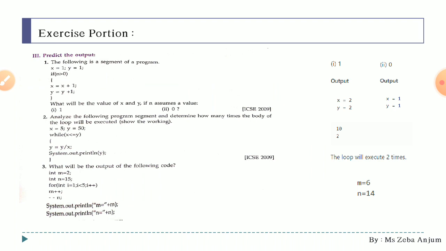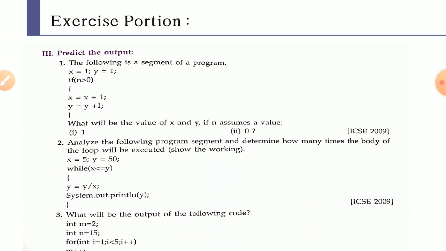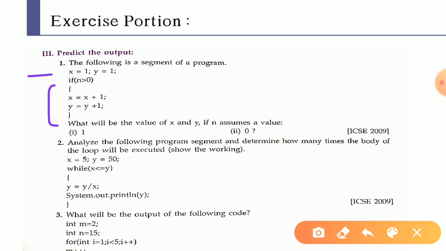Now see the first question. The first question says: the following segment of a program, you have x equals 1, y equals 1, some if condition, and some statements to be executed. Now you have to find out the value of x and y. Two conditions are provided: if n equals 1 and if n equals 0. Now for every value of n, we are going to find out the value of x and y.